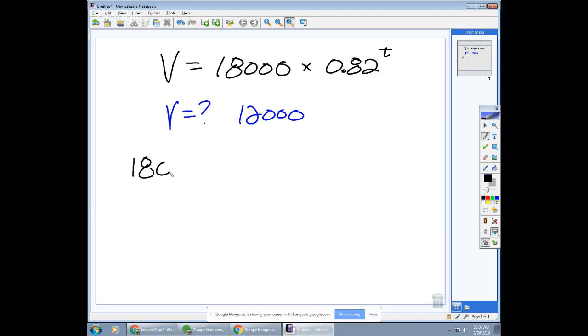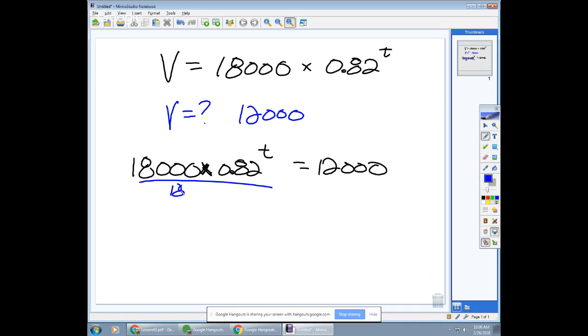So I'm going to take my 18,000 times 0.82, raise that to the power of t, set it equal to 12,000. What do I need to do first to solve this? I'm going to break that multiplication. We're going to divide by that 18,000. And so that's going to give me 82% to the power of t.